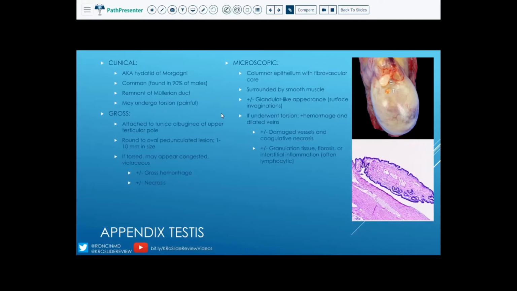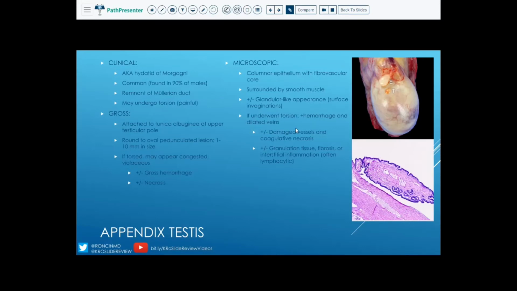So microscopically, they have this columnar epithelium, which we can appreciate there, and this fibrovascular core. I think the core was maybe a little more difficult to appreciate, but we definitely had lots of these dilated capillaries around it, and it was surrounded by smooth muscle. It can give a glandular-like appearance if it has surface invaginations, and if it underwent torsion, then we would expect to see things more like hemorrhage and dilated veins. So we definitely had dilated veins.